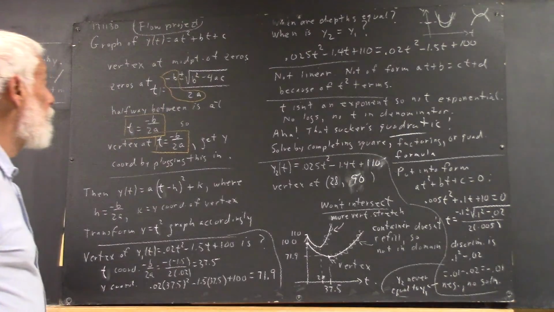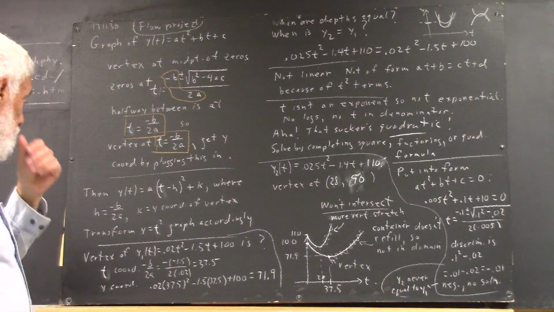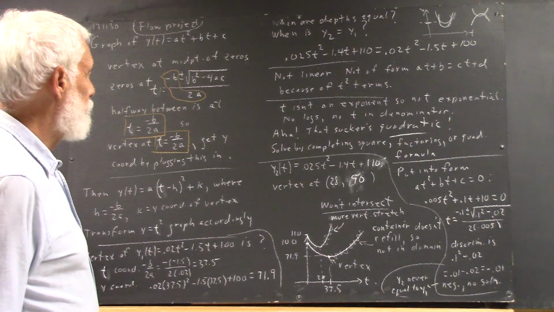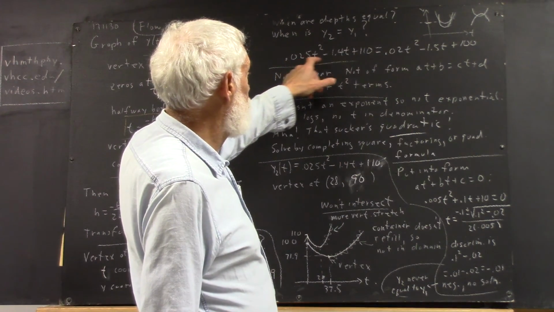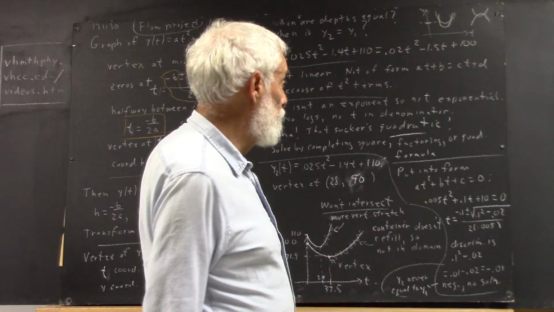Okay? Now, if we have another function, and there was a second function, something like 0.025 t squared minus 1.4 t plus 110.